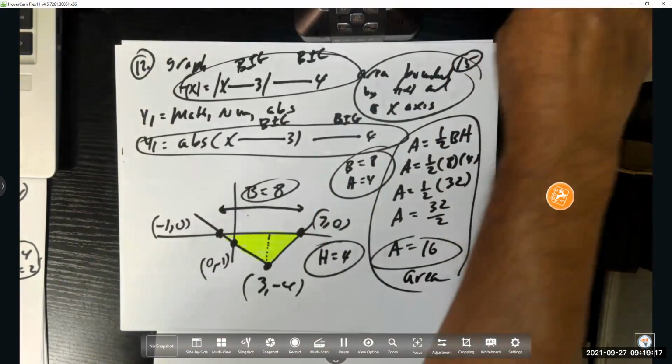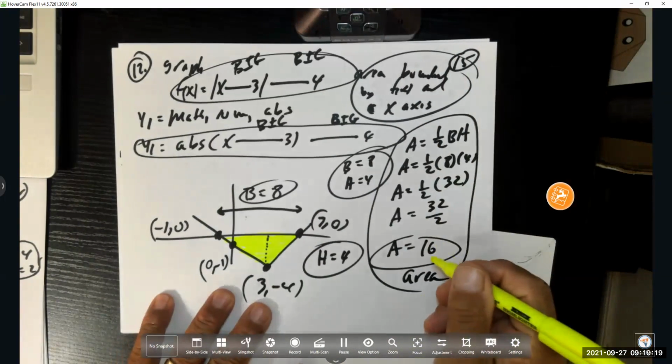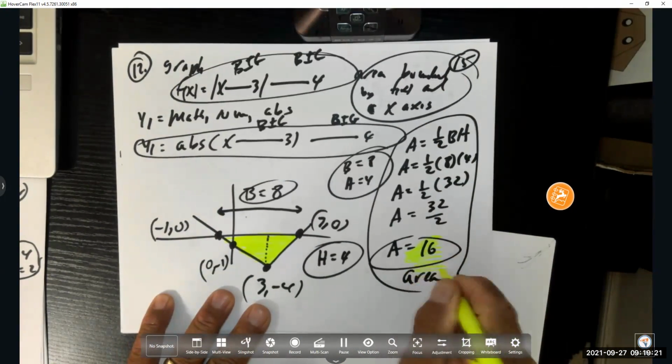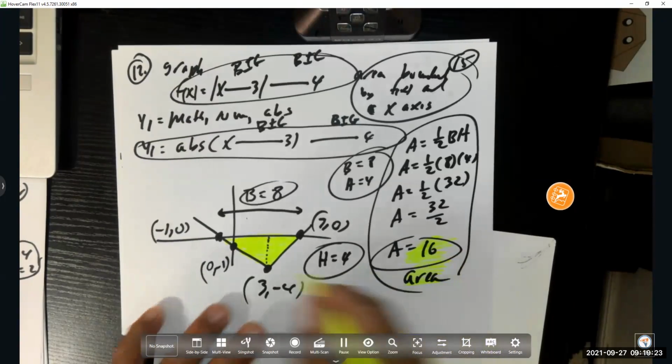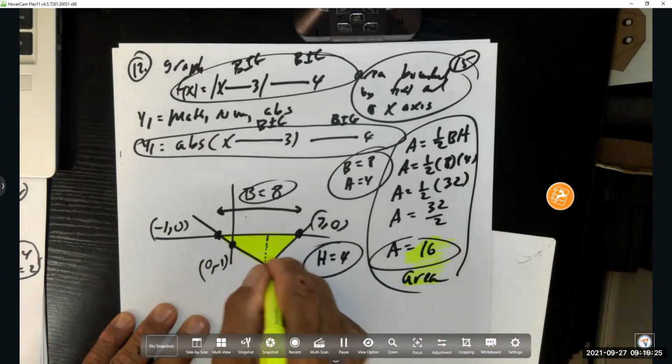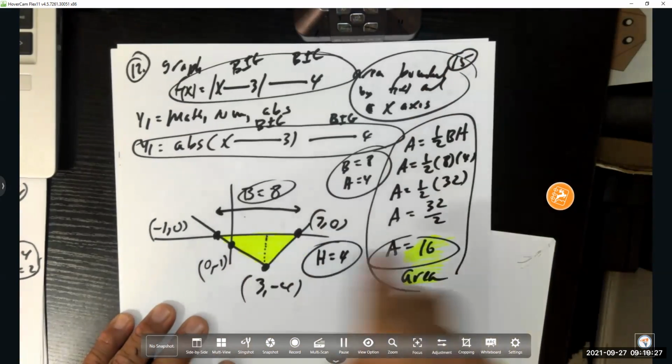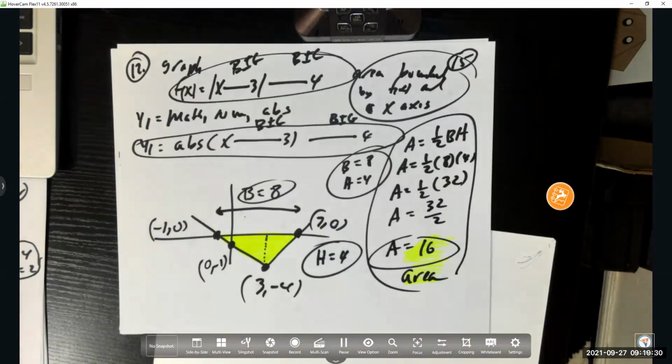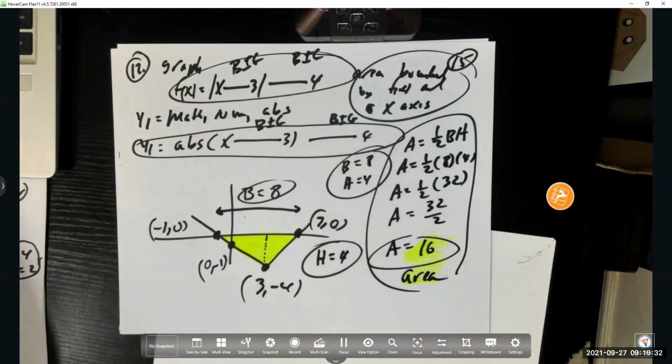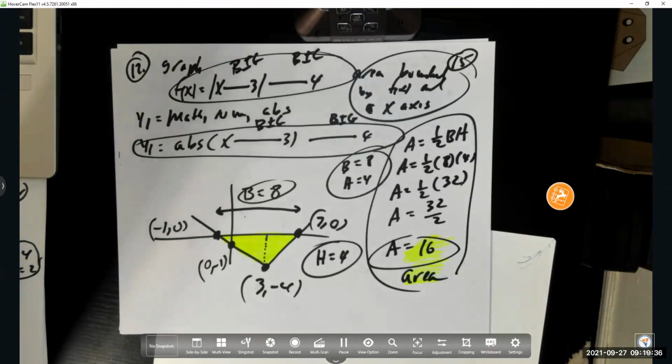So this is the area. Do we have the area? Yeah, I got it right here. The area is 16. For this one, it's 16. And this is the area bounded. There's a picture right there. Is everybody okay with the picture and the area? All right. Say yes. I say it's okay. Yes.